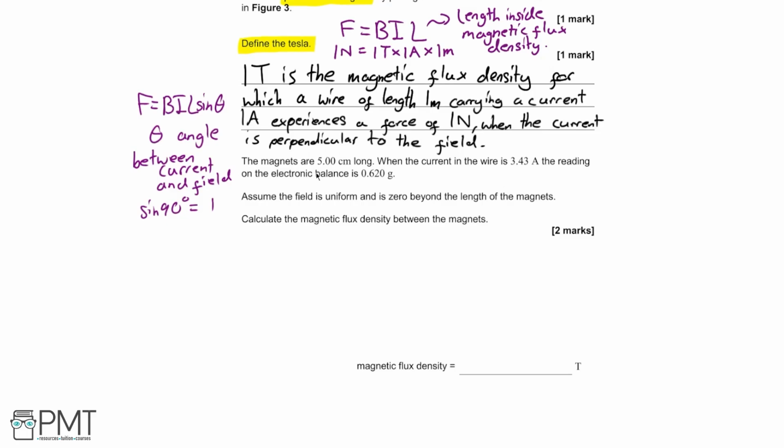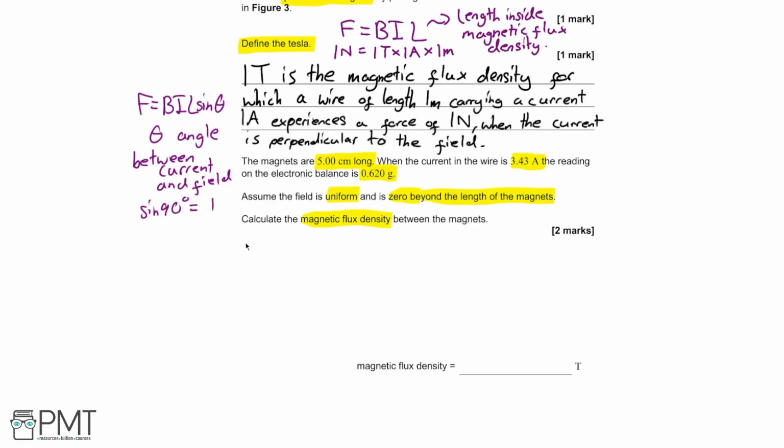The final part of the question says, the magnets are 5.00 centimeters long, when the current in the wire is 3.43 amps. The reading on the electronic balance is 0.620 grams. Assume the field is uniform and 0 beyond the length of the magnets. Calculate the magnetic flux density between the magnets.